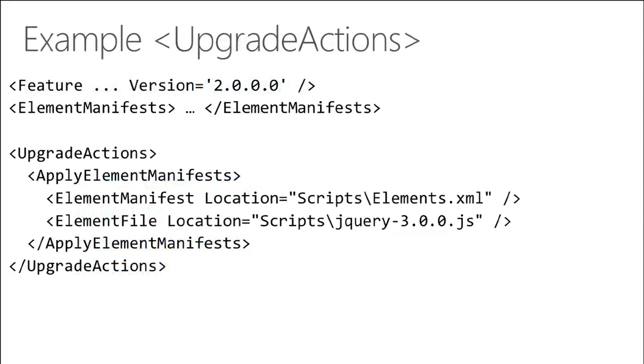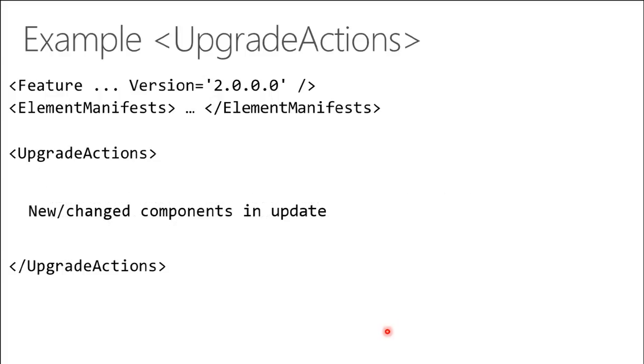Here's an example. In this particular case, we're updating. We've added an applied elements manifest to the upgrade action section. All that I'm doing is replacing an old jQuery with a newer version of jQuery. So there's an element file that points to that new file, and then this elements XML is the element manifest, which itemizes that file. But these sorts of details, we don't want to get bogged down in them. So I'm just going to replace all that with this placeholder and call it new changed components in the update.